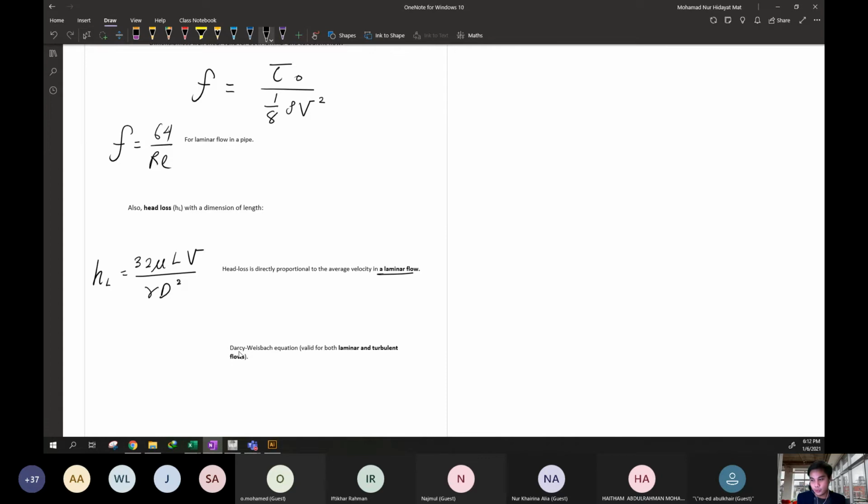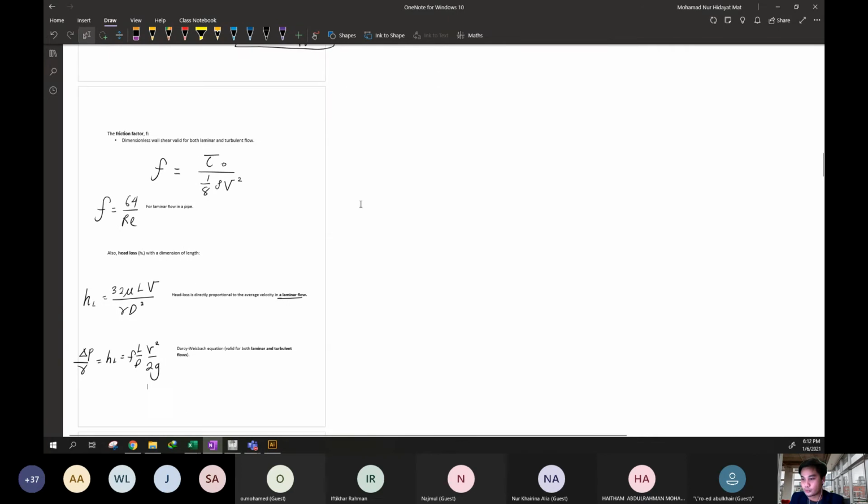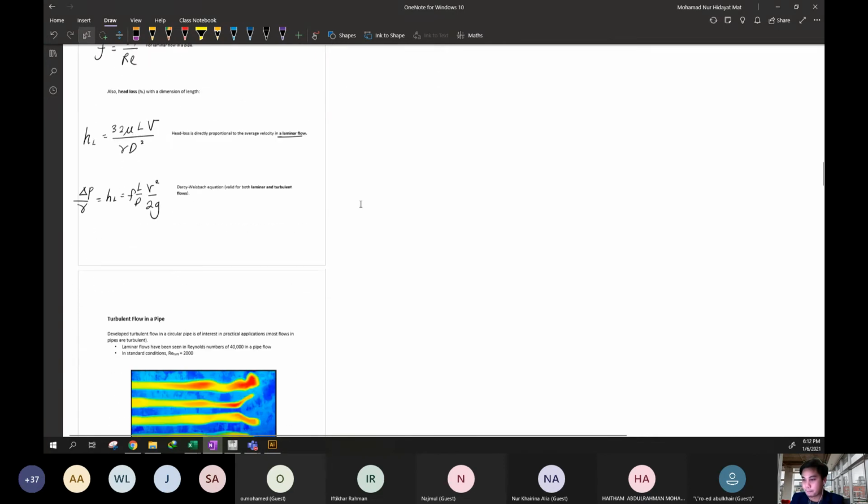This is the Darcy-Weisbach equation, valid for both laminar and turbulent flow. The pressure drop over gamma equals the head loss: f L over D times V squared over 2g. Later on, I will give you the complete version of this. I need you to study and remember it.